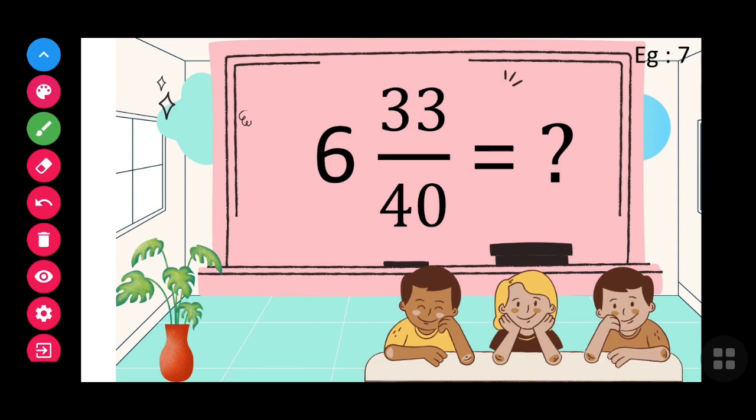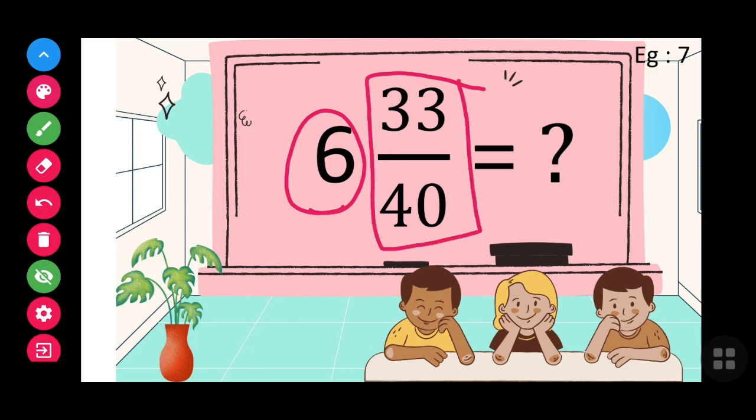Now there are 3 people searching for the solution for 6 and 33 over 40. This sum is a little different from what we have been discussing. See, 6 is a whole number, and we also have a fraction. We call such numbers mixed fractions. We have a whole number and we also have a fractional part. Now how can we convert this into a decimal? This is also pretty easy.